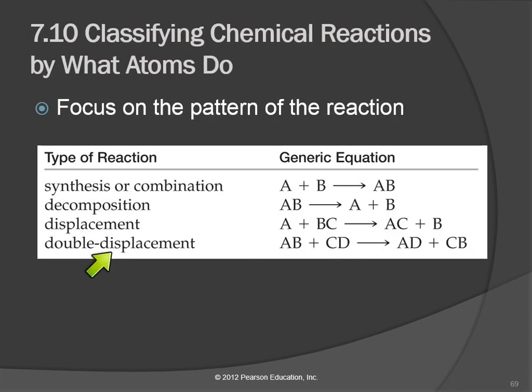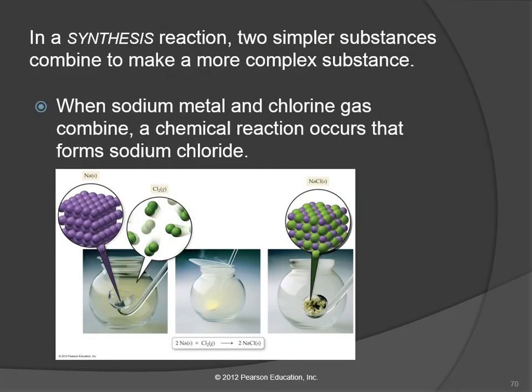Double displacement is a little happier because here two couples came, but they mutually agreed and switched partners. Okay? And we've looked at a lot of these types of reactions. The precipitation reactions were double displacement, both switching partners. The acid-base reactions were also switching partners. The gas evolution reactions were switching partners mostly. So let's talk through these really quickly here.